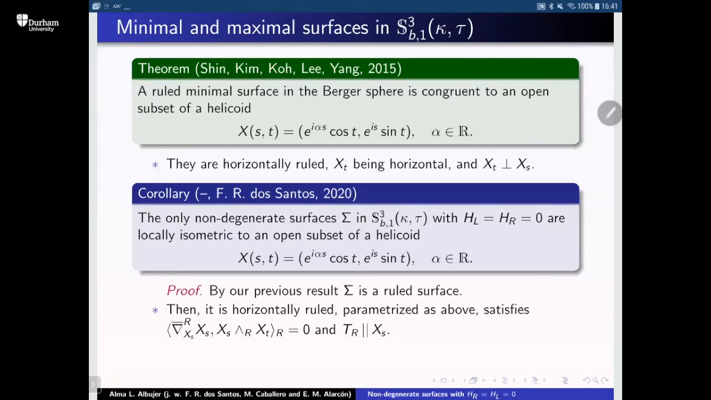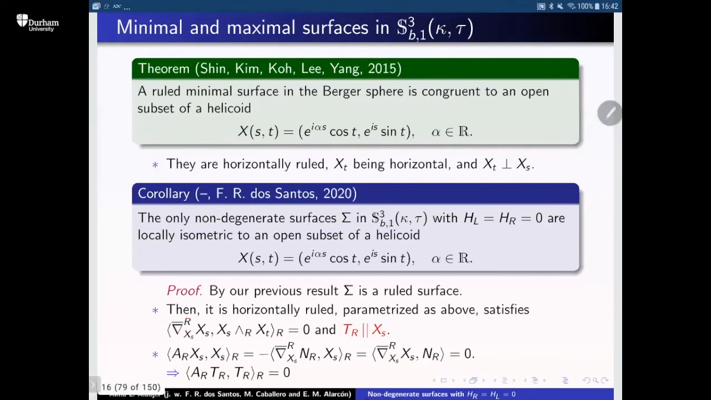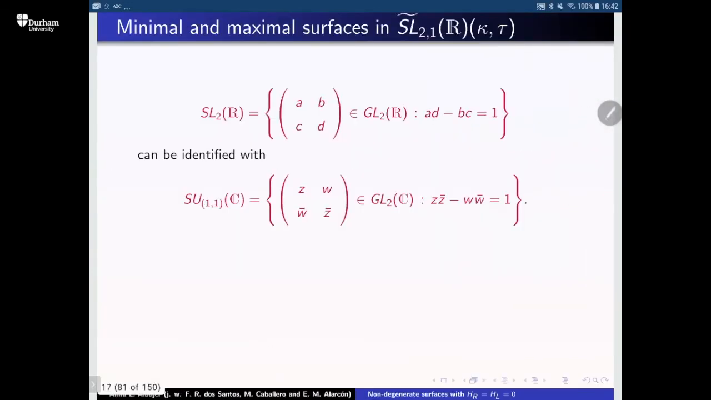Okay, so in the proof of the result of this Korean mathematician, they also proved this equality here, where this is just the normal to the surface. And so using it is quite easy to show that XS is an asymptotic direction and TR is in fact parallel to XS, so TR should also be an asymptotic direction, and then the surface is maximal as we wanted to show.